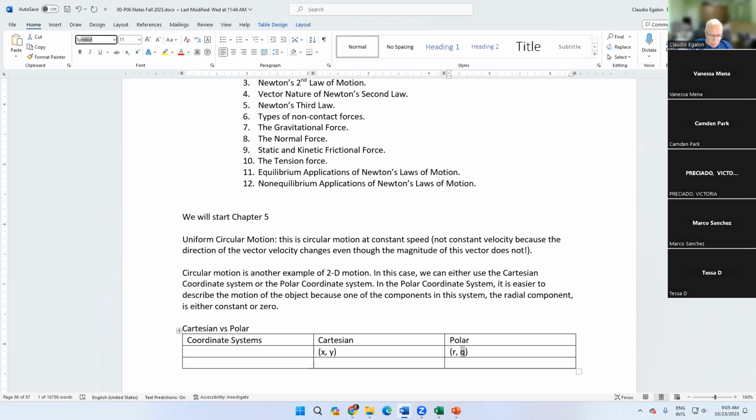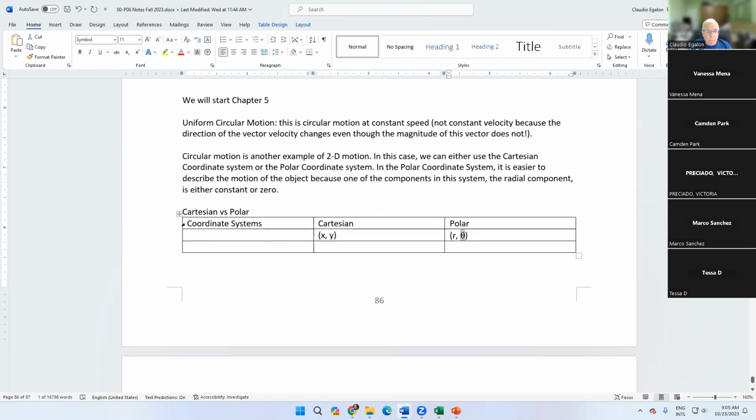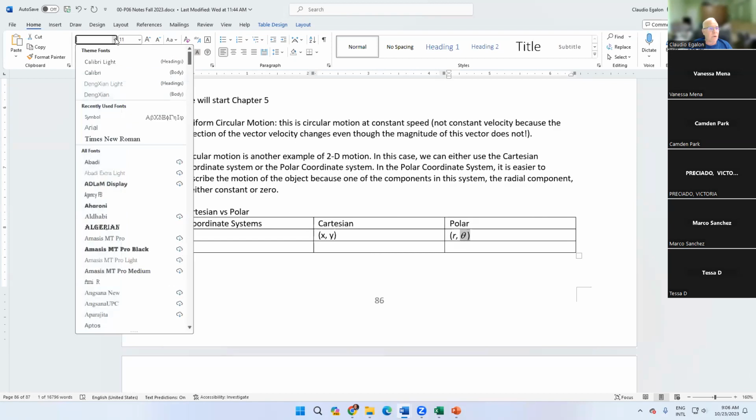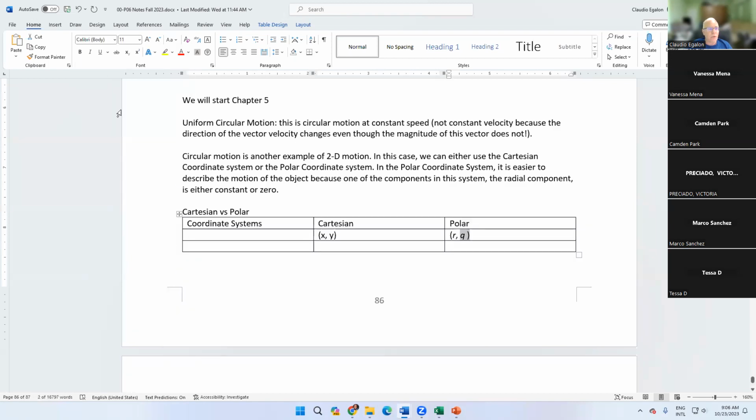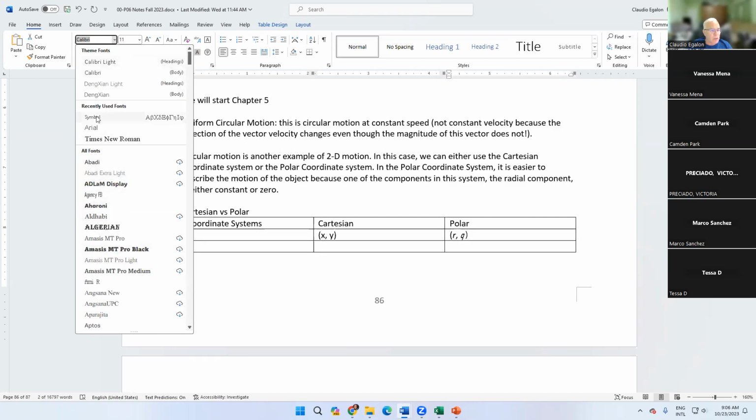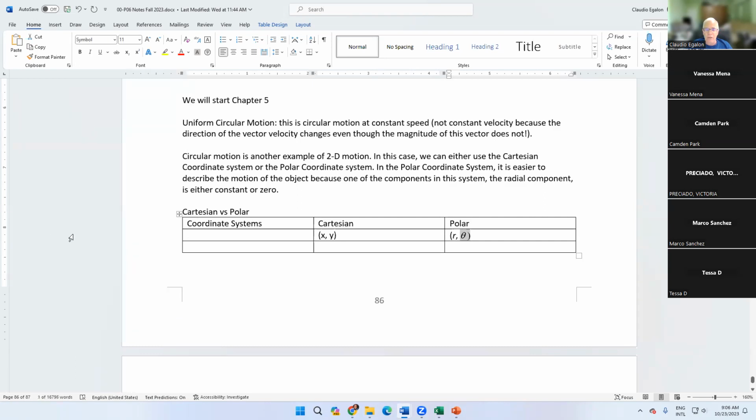No, it's not system, it's symbol. Wait, so the Q stands for theta? I changed it to theta, see that? On the keyboard, the letter Q is theta when you change the font. If I change back to Calibri, it's Q, right? But if I go to Symbol, which displays the Greek letters, the Q represents theta.